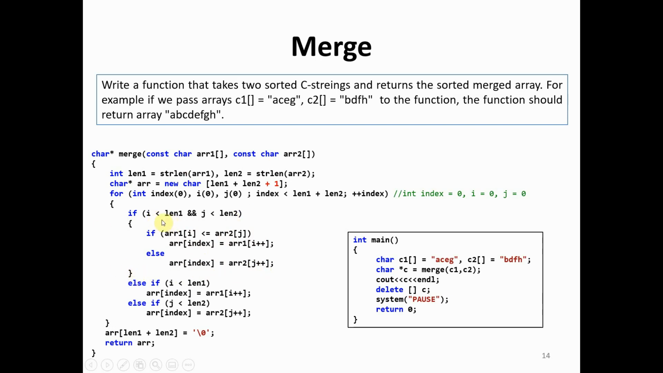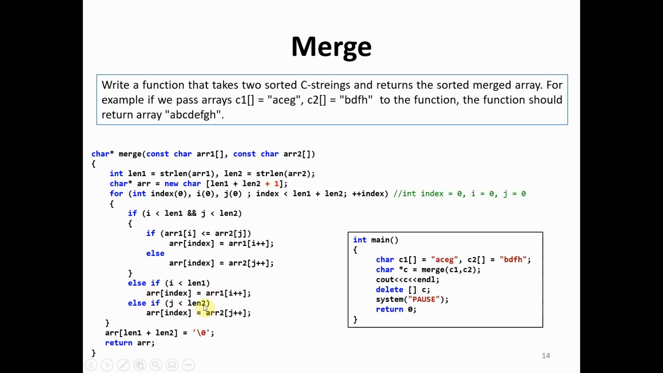Once we move all the elements of one of these arrays, either this condition becomes false or this condition becomes false. So as a result, the whole thing becomes false, right? So we check which array still has elements that haven't been moved to the result array. If i is still less than length 1, we know that we still have some elements in the first array that haven't been moved to the result array.